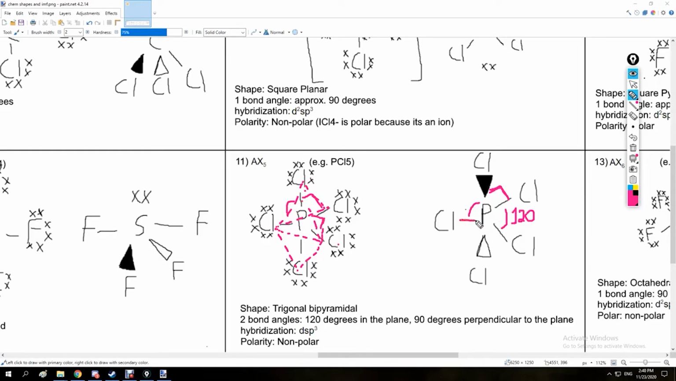This is non-polar because these 3 vectors will cancel out, and then there's one vector going vertically upwards, one going vertically downwards, which will also cancel out, so it's a non-polar shape. Hybridization is dsp3, but you don't need to know that for the exam.